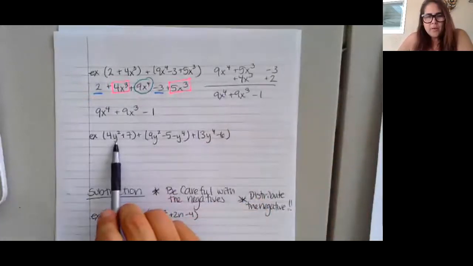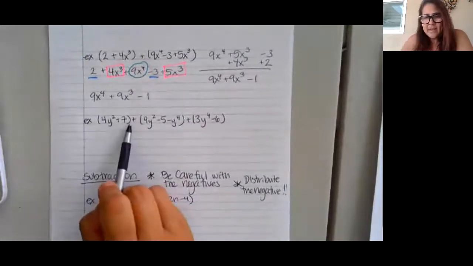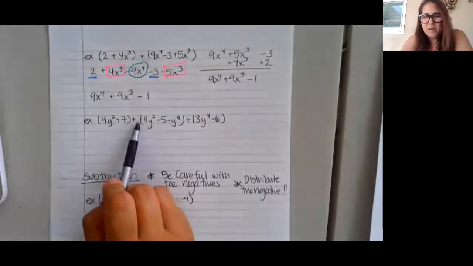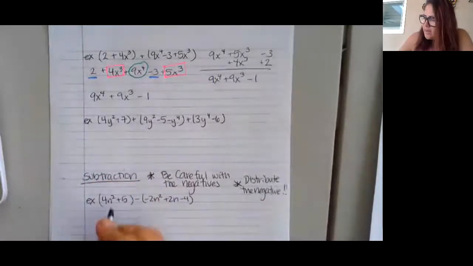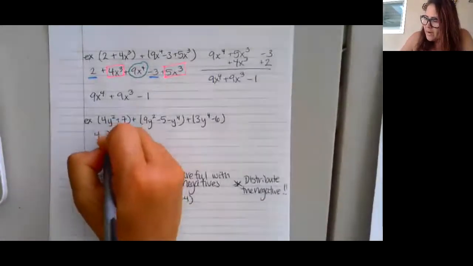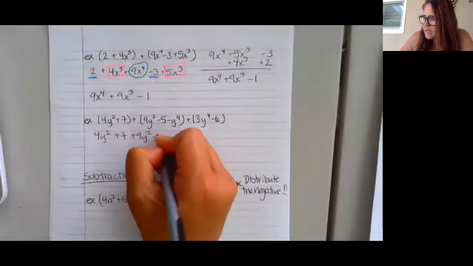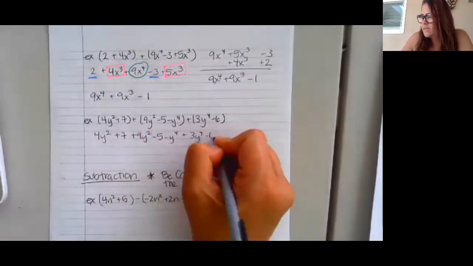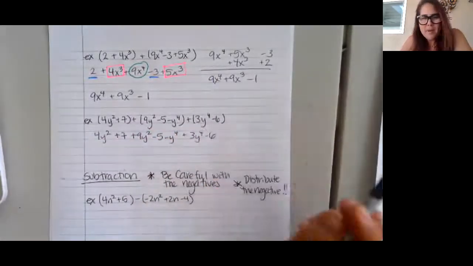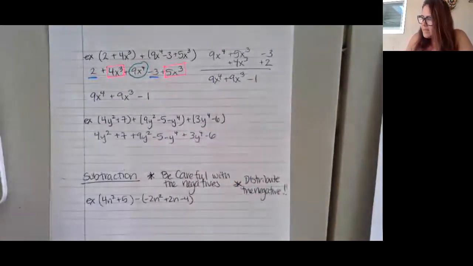And let's try one more. This one you have 3 different types. So again, in adding, I don't need to worry about distributing or doing anything. I can just put it all out there. So I'm going to have 4y squared plus 7 plus 9y squared minus 5 minus y to the 4th plus 3y to the fourth minus 6. I just dropped all my parentheses because it doesn't matter which way I add all these up. And let's see what I got here.